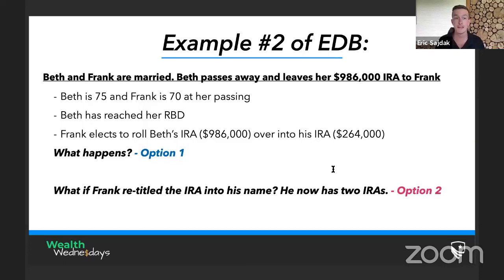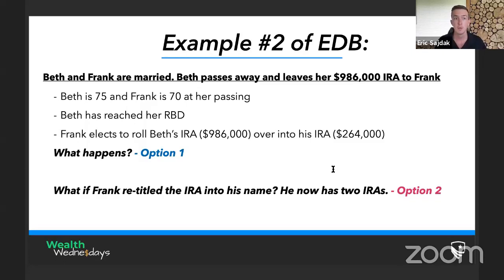So let's go through example number 2 of an eligible designated beneficiary. Beth and Frank are married. Beth passes away and leaves her almost $1 million IRA to Frank. Beth is 75, Frank is 70. So Beth is over her RBD age at her passing. Frank elects to roll those accounts together. So again, it's going to be an almost $1.2 million account.